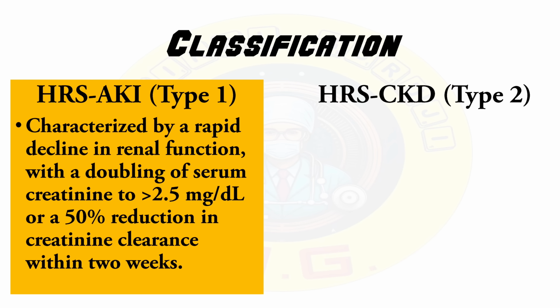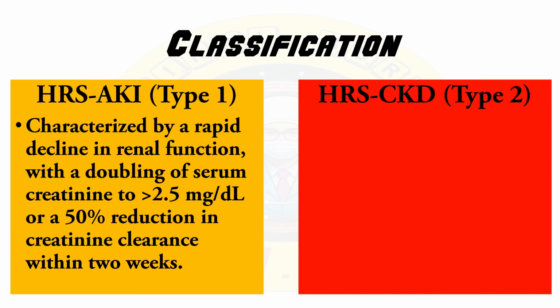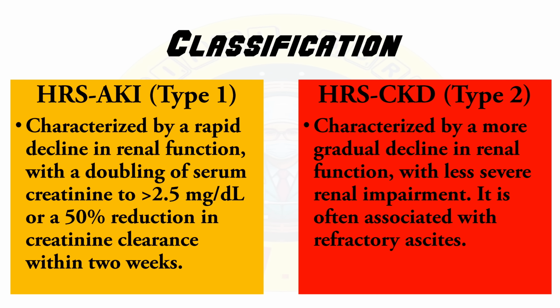Second type is hepatorenal syndrome associated with CKD, chronic kidney disease. This is type 2. It is characterized by a more gradual decline in renal function with less severe renal impairment. It is often associated with refractory ascites.